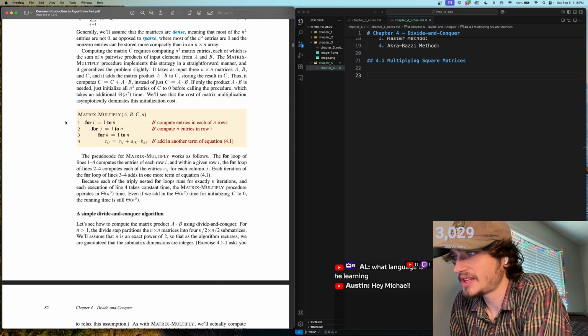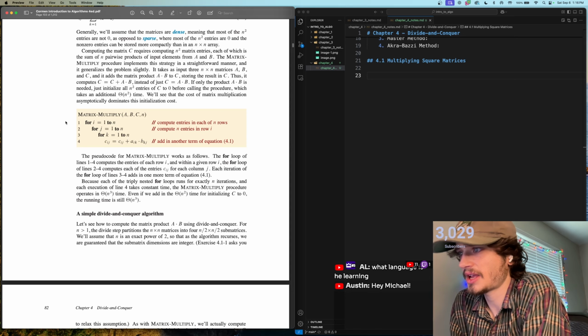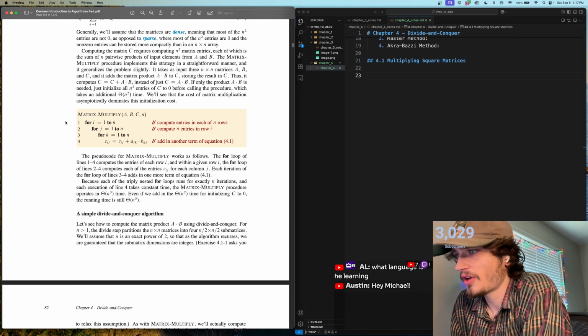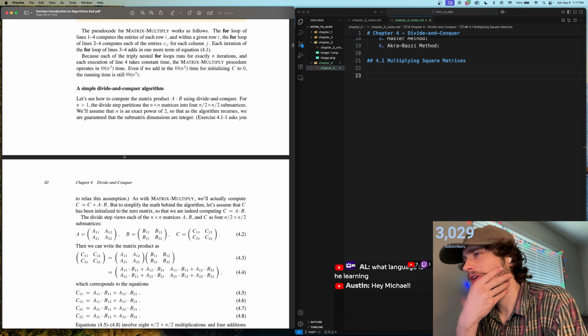Because each of the triply nested for loops runs for exactly n iterations and each execution of line 4 takes constant time, the matrix multiply procedure operates in theta of n cubed time. Even if we add in the theta n squared time for initializing C to 0, the running time is still theta n cubed. Simple divide and conquer algorithm.